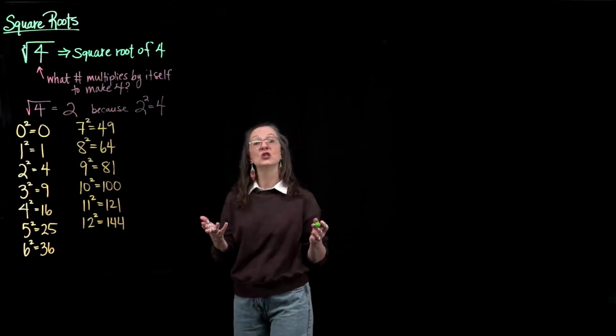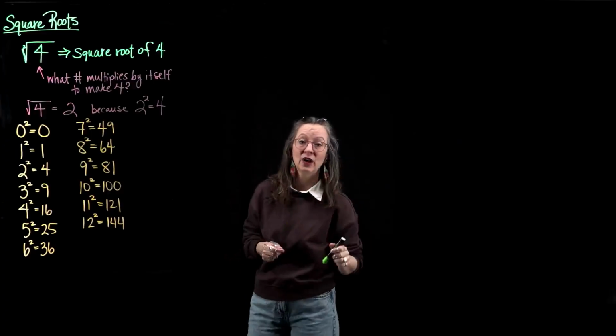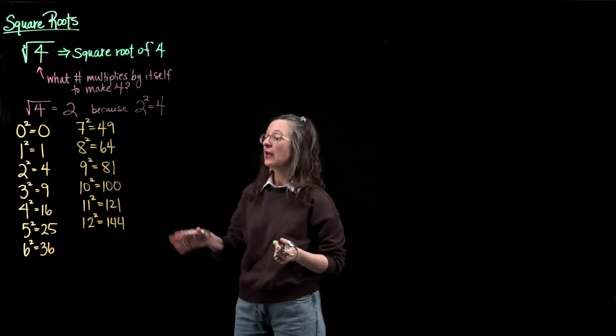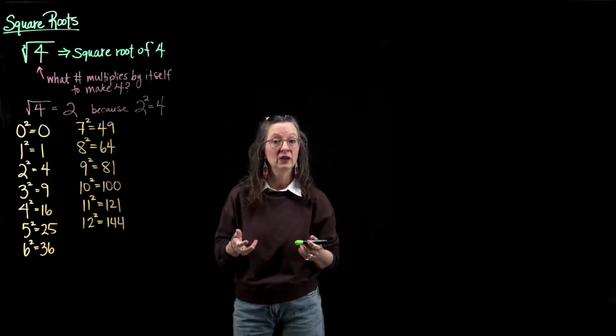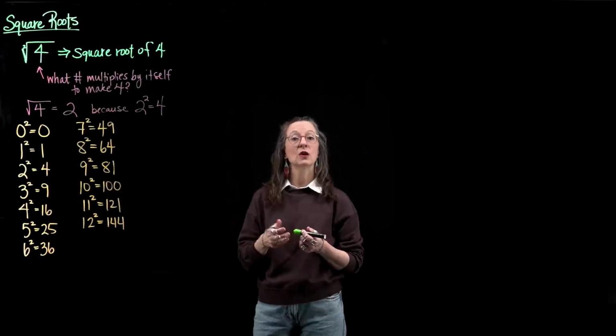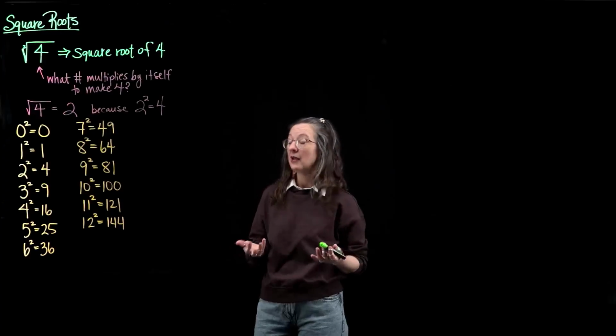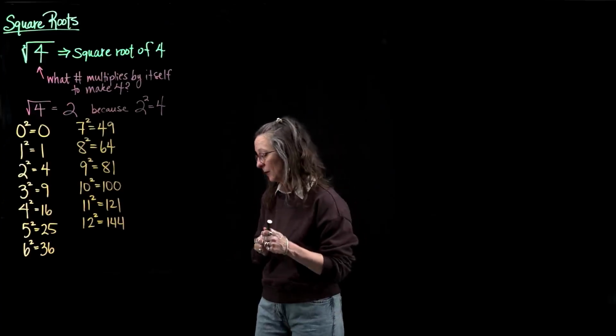If you think back to a multiplication table, these would be the numbers on the diagonal of your multiplication table. And these are very important in evaluating square roots. So some square roots are going to just involve a perfect square. Some of them will be a little more complicated.